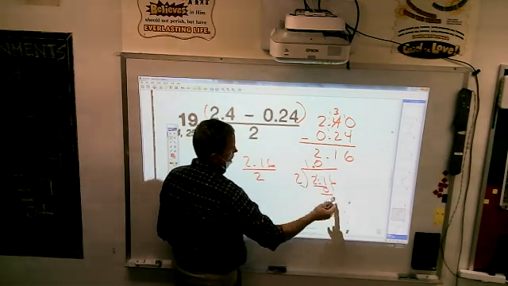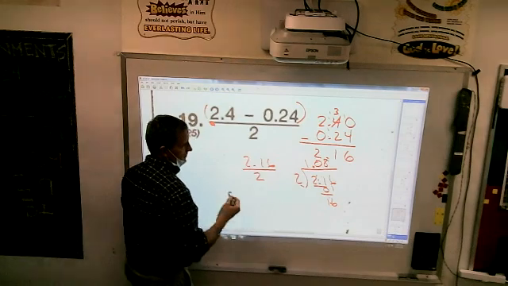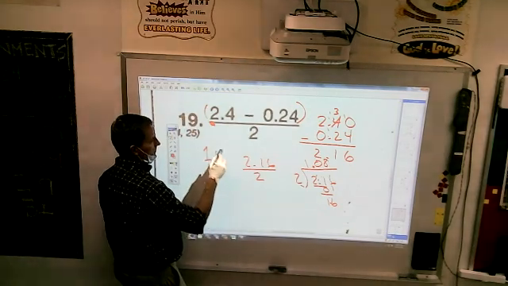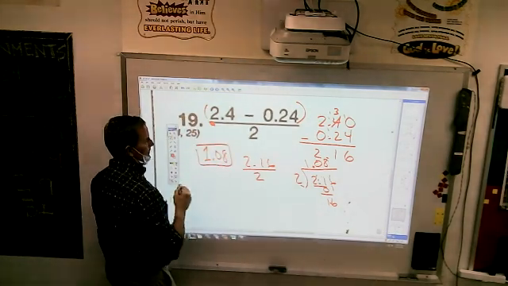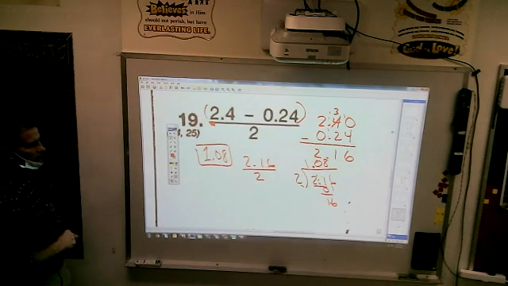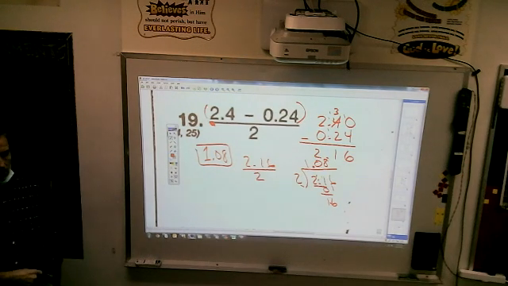And how many times is 2 going into 16? 8 times. I just got 0.8. After that decimal, if it doesn't go into it, you have to put a 0. Take that placeholder. I got that, great.